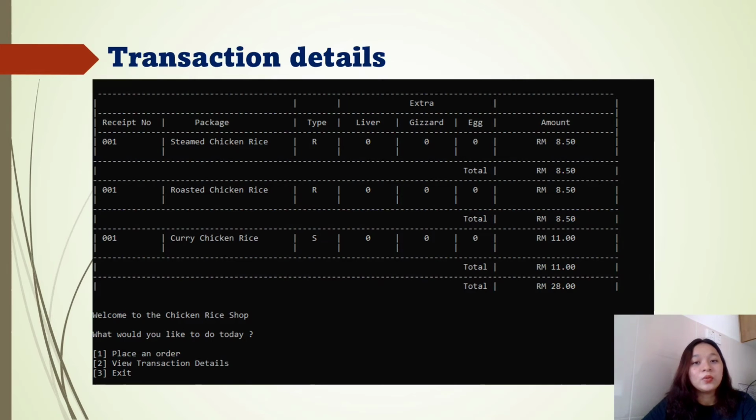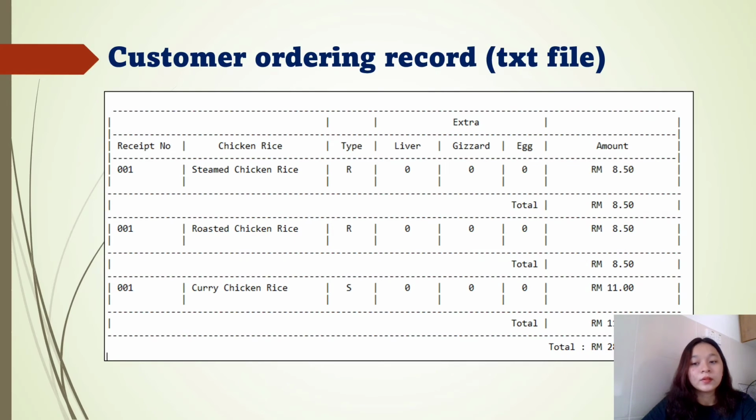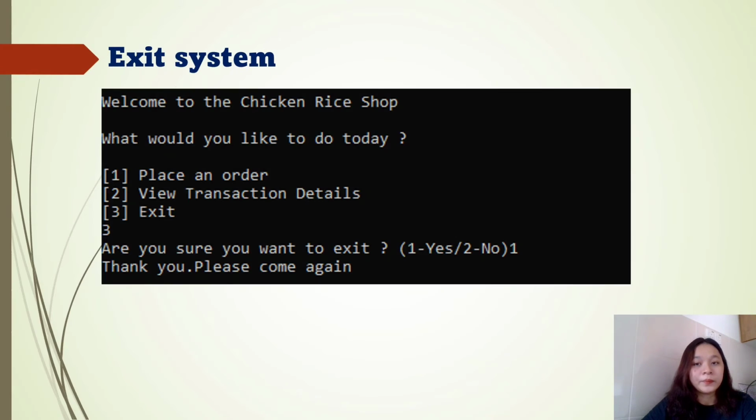Let's say they do not enter 3 customers at once, but press 1 customer 3 times. The order will be taken 3 times, and when the user checks the transaction details, they can see all 3 together with the grand total down below. This shows that as long as the system is not exited, the grand total will be added on. This is the sample in a Notepad.